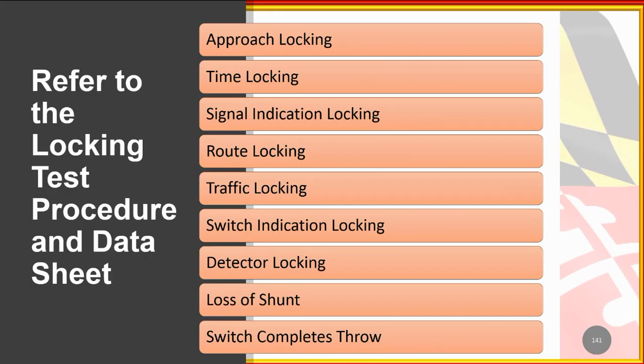That's what that is. The signal indication locking test basically means that once a signal is cleared, the switches in the route are locked, the route cannot be changed, nor any conflicting or opposing routes be established. So that's the signal indication locking test.